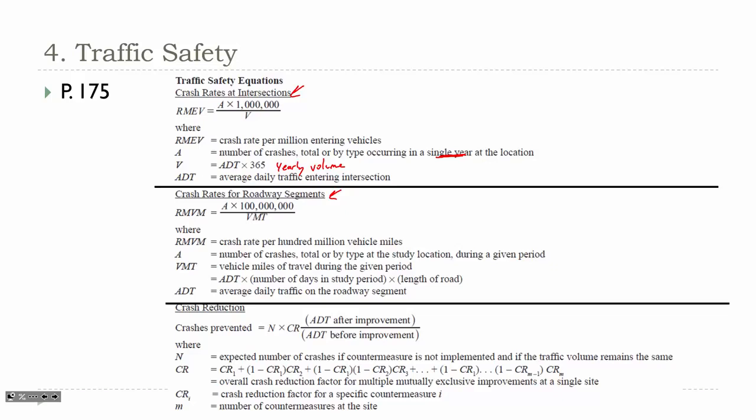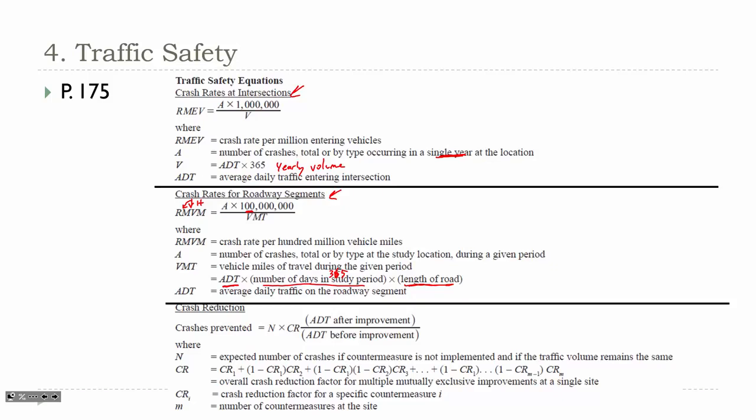The RMVM, so I think there should be an H in here because it's per 100 million, so that would actually go here. But notice that we're multiplying it times 100 million. Our MVM implies that it's million, but we've got 2 extra zeros here. So then the denominator is the VMT, so we've got the length of the road built in, the ADT, and then normally this is going to be 365 again, assuming you're looking at 1 year of data for A.